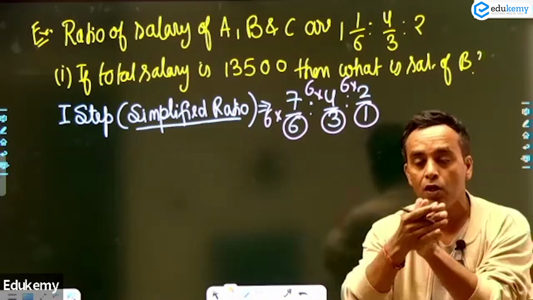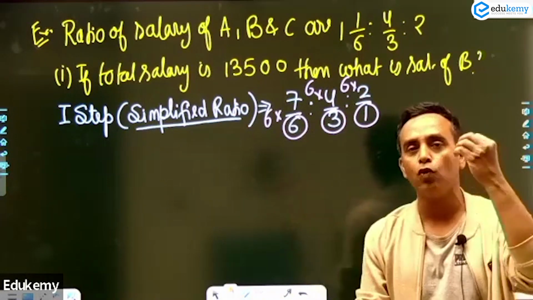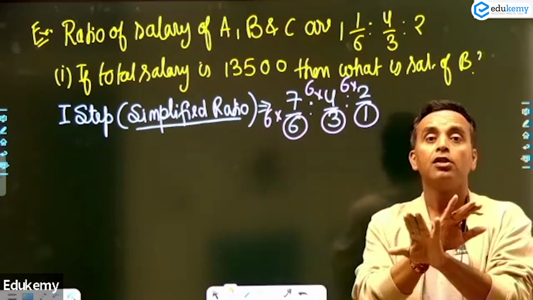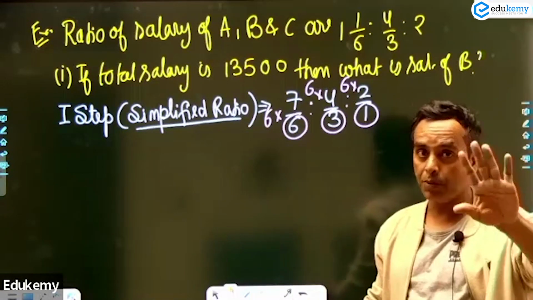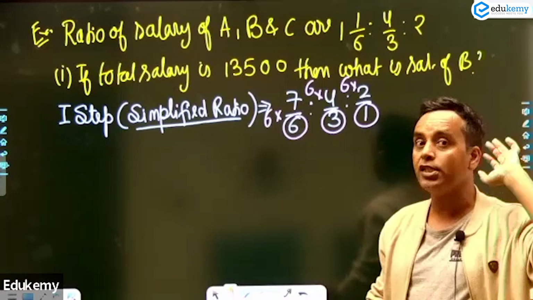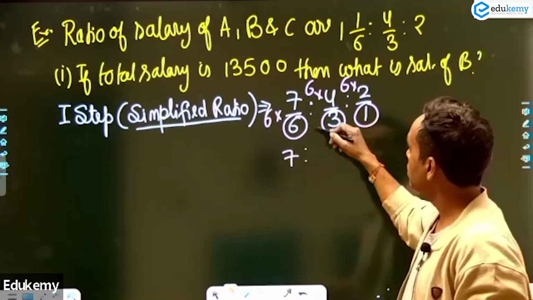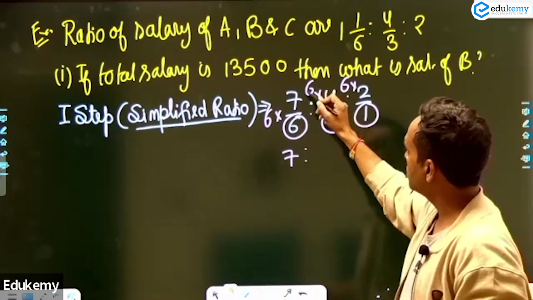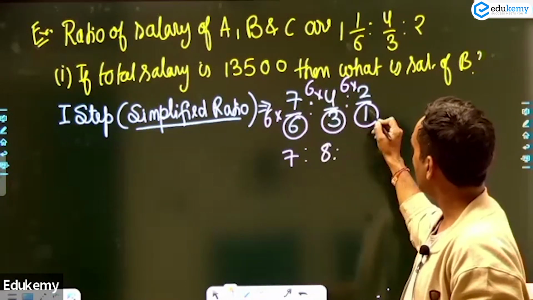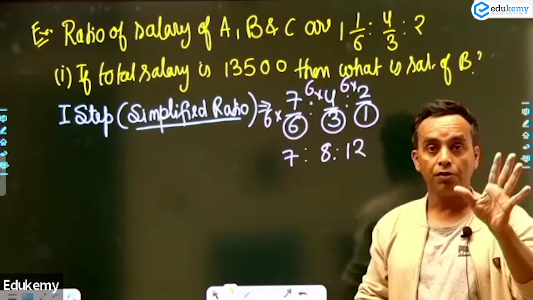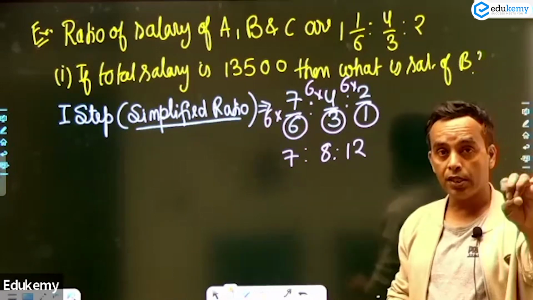I can multiply all elements of a ratio by any non-zero number, because a ratio is not actual, it is a comparison. Remember, ratio is not actual, it is comparison. So if you multiply, it will become 6, 3 twos are 6, 8 and 12. It is your ratio in integer form.